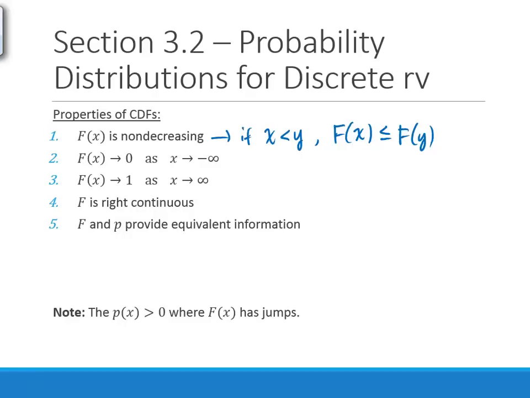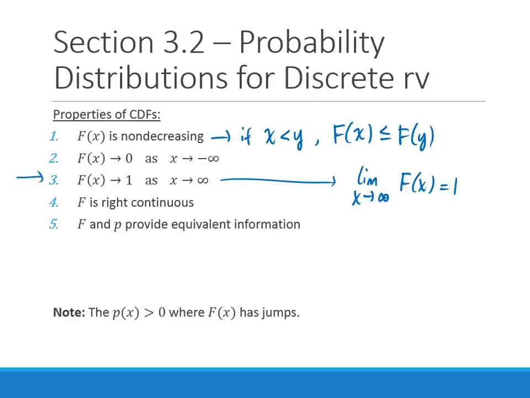And it's right continuous. The CDF must always be right continuous. Can anyone tell me what that means? Anybody know what right continuous means? You said that it'll eventually hit 1, and it'll stay at 1, as it approaches infinity, yes. So that's this property here: the limit as x goes to infinity of the CDF equals 1. That's what number 3 says.